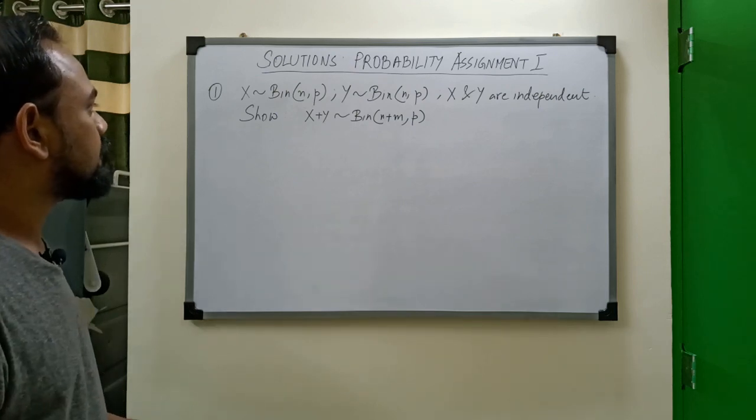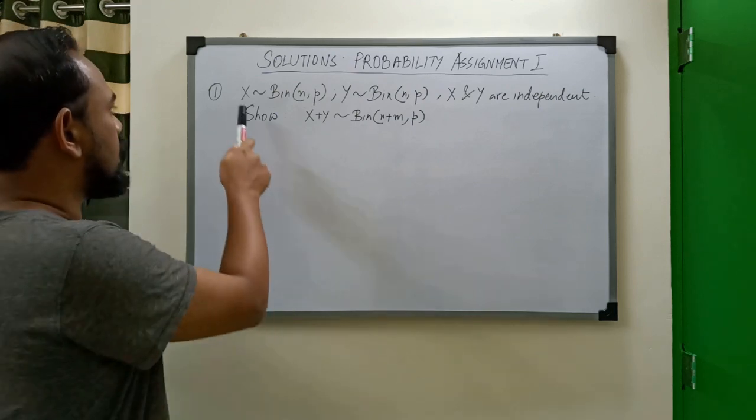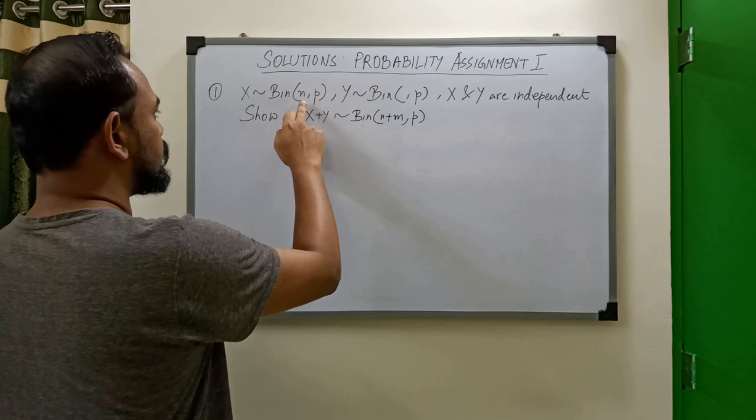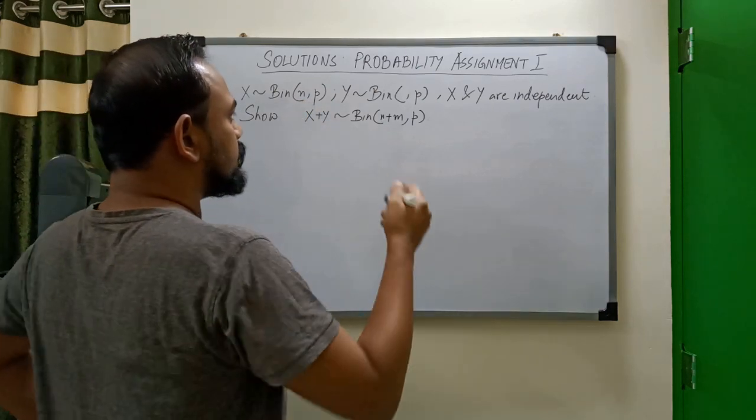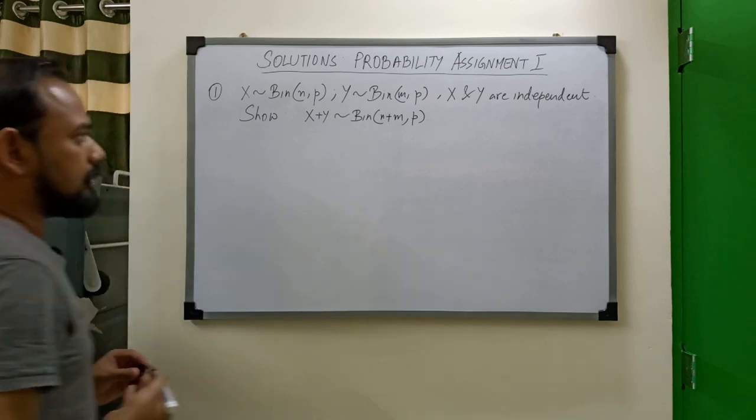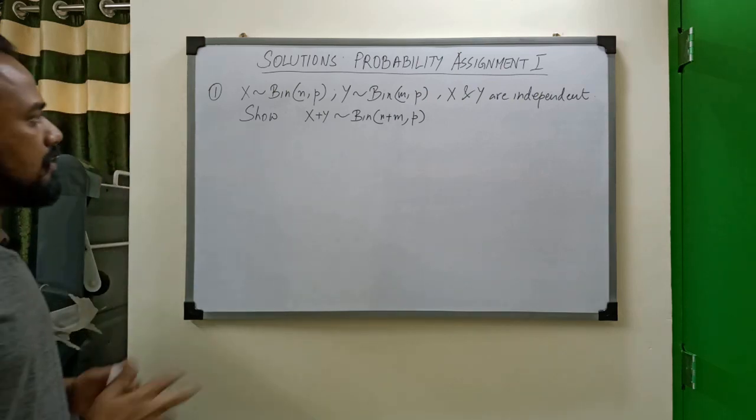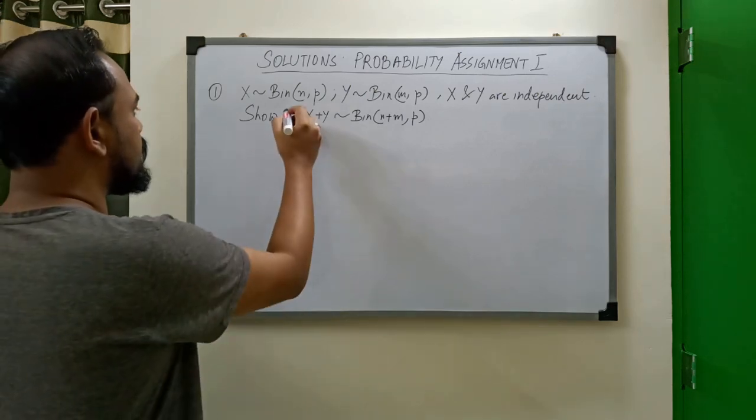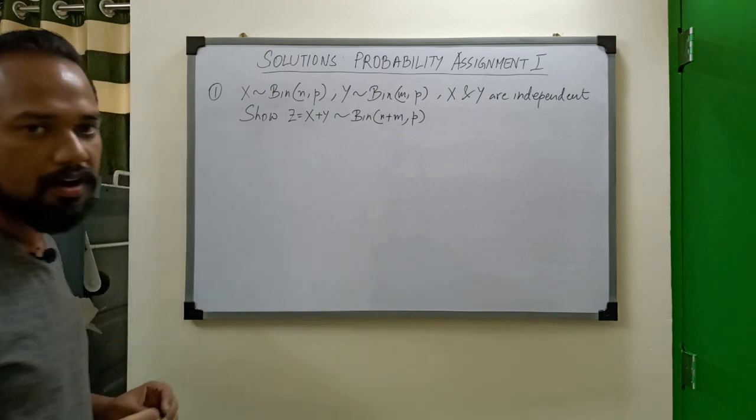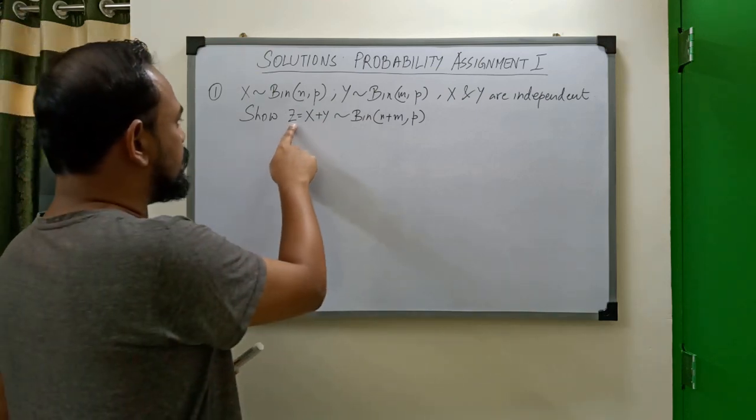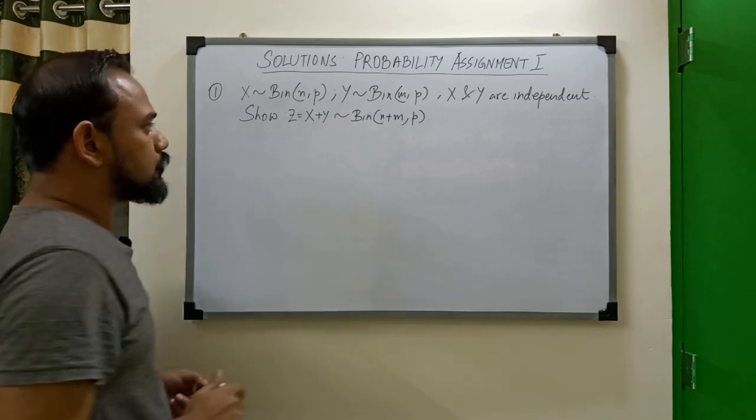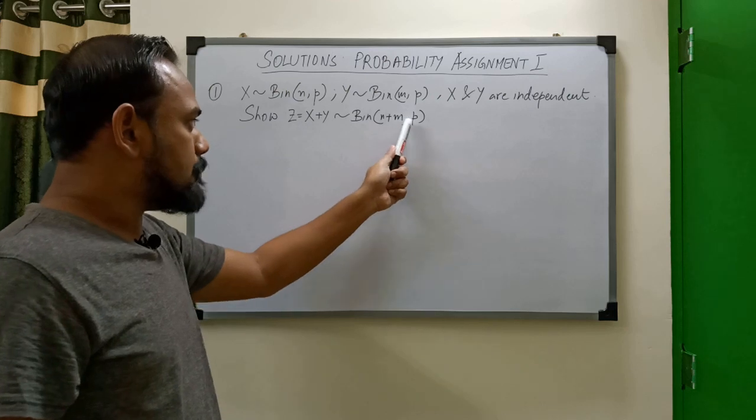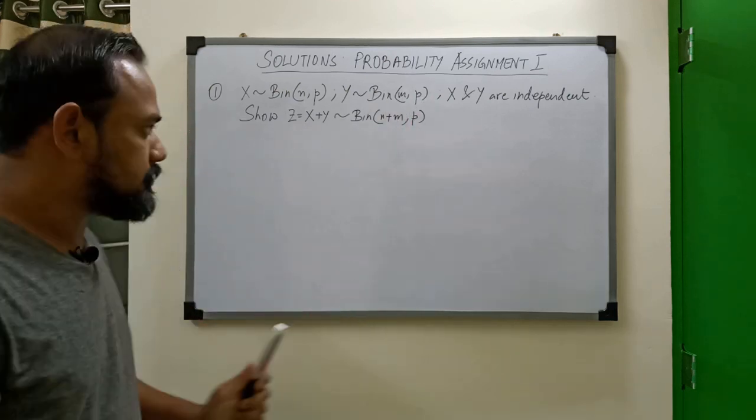The first one is a problem in binomial distribution where you have 2 variables x and y. One of them is with parameters n and p. The other is with parameters m and p. And they're both independent. You have to show that if you add the two random variables, I think in the problem I called it z, this new random variable also follows binomial distribution with the parameters n plus m and p. The second parameter remains the same.